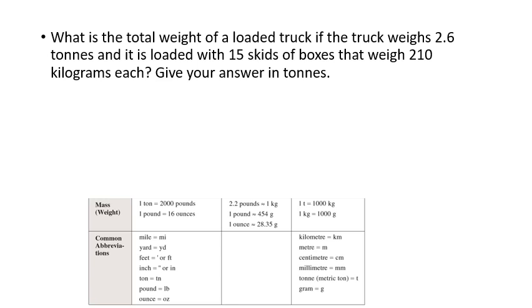Next question says, what is the total weight of a loaded truck if the truck weighs 2.6 tons and it is loaded with 15 skids of boxes that weigh 210 kilograms each? Give your answer in tons. So the idea is for everything that we see in this question, convert to tons. So a truck weighs 2.6 tons. Great. So I'm going to keep a running tally of everything, 2.6 tons right there. And we're dealing with these kinds of tons, and this is a metric ton. A metric ton is different than an imperial ton. A metric ton is 1,000 kilograms is equal to 1 ton.